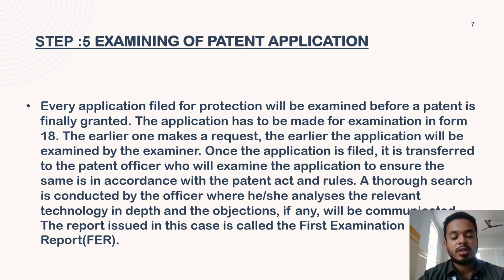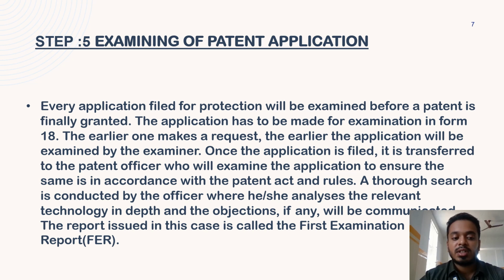After Step 4, Step 5 is examination of the patent application. Every application filed for protection will be examined before a patent is finally granted. The request for examination has to be made in Form 18. The earlier one makes a request, the earlier the application will be examined by the examiner. Once the application is filed, it is transferred to the patent officer who will examine it to ensure it is in accordance with the patent rules and acts.